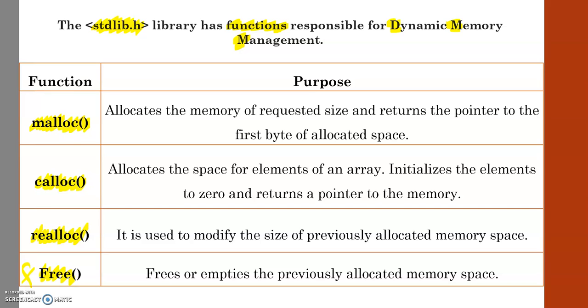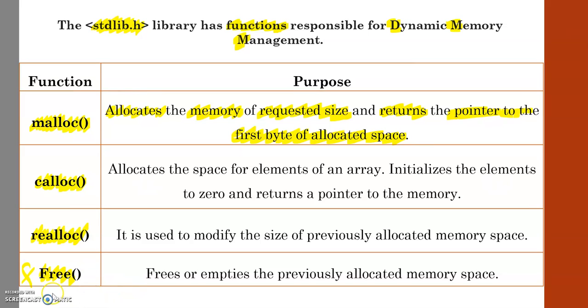So ultimately the main focus of the malloc function is that it allocates memory. But how much memory does it allocate? Memory of the requested size. So if I say malloc of 5, it means it will allocate 5 memory spaces. But because this is a function, it returns something. So what does it return? It returns a pointer. Pointer to which? Pointer to the first byte of allocated space.